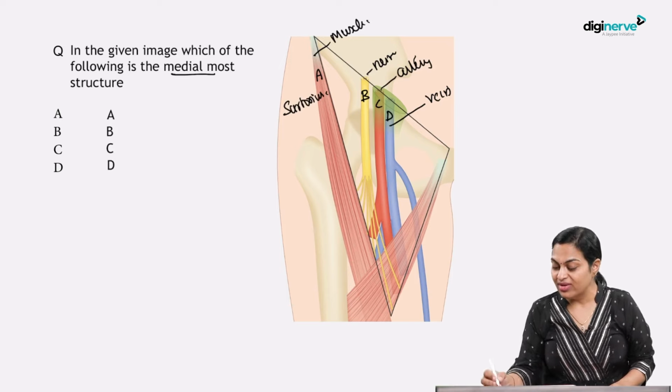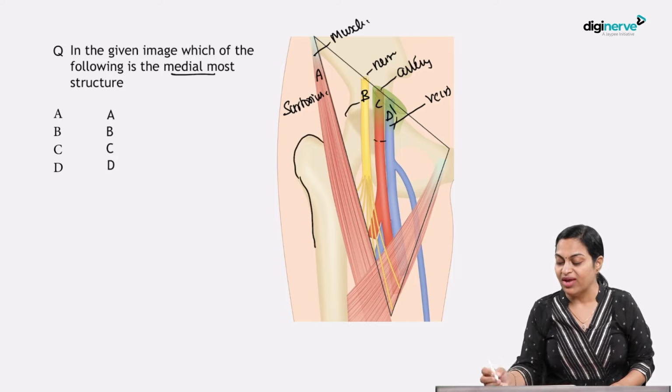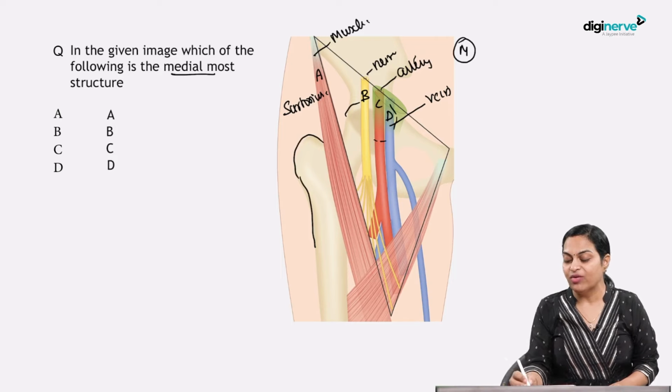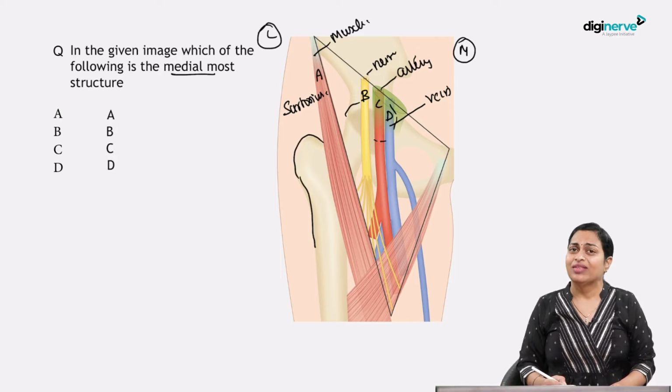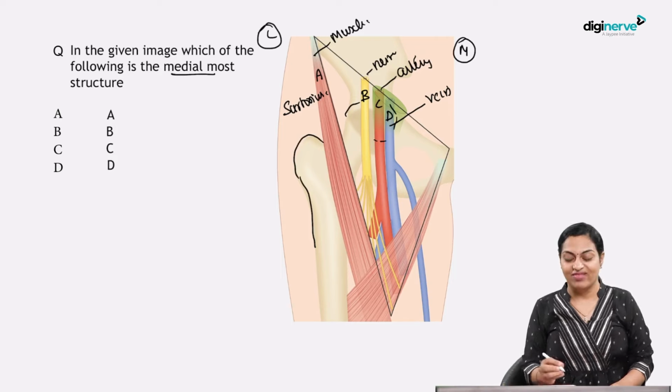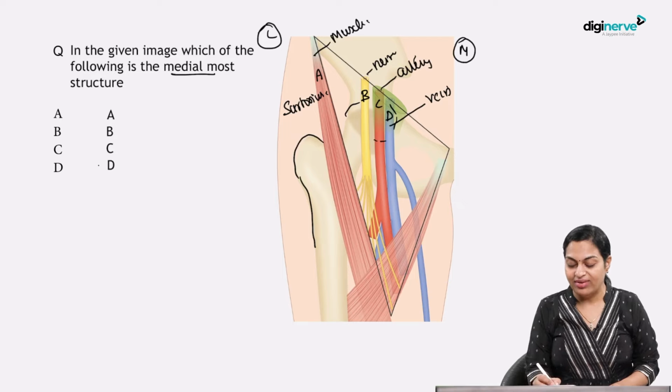So here again, this is the region of the hip joint. You can see the femur, right? This will be the midline of the body. This is lateral. The medial most structure in this given image is the vein.